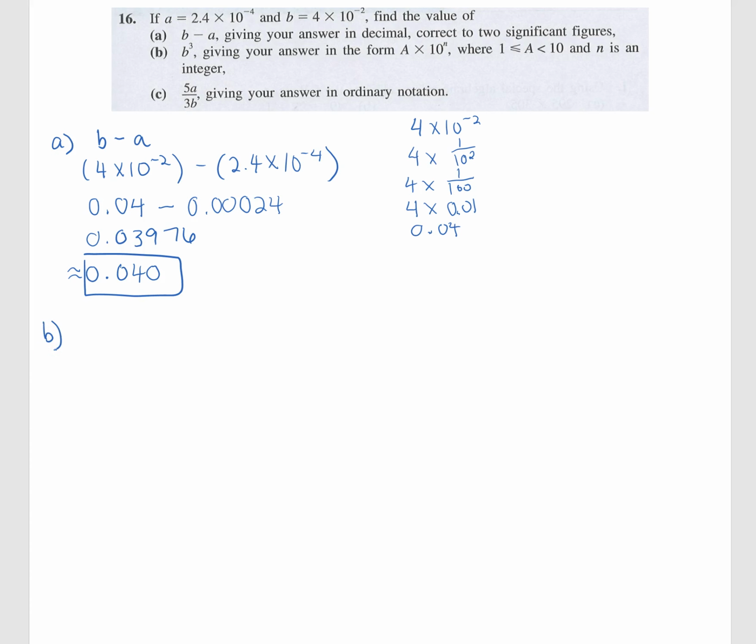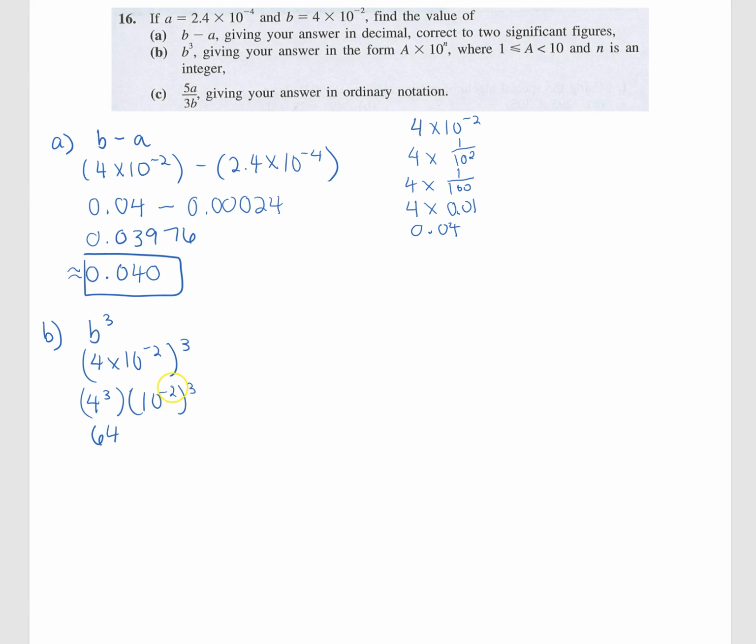In this part of the question, they want us to find b to the power of 3. Okay, b is 4 times 10 to the power of negative 2, all to the power of 3. And in this case, because this is just a multiplication in here, we can apply this power of 3 to the 4 and to the 10 to the power of negative 2 separately. So 4 to the power of 3 times 10 to the power of negative 2 to the power of 3, like that. So 4 to the power of 3 is 64.